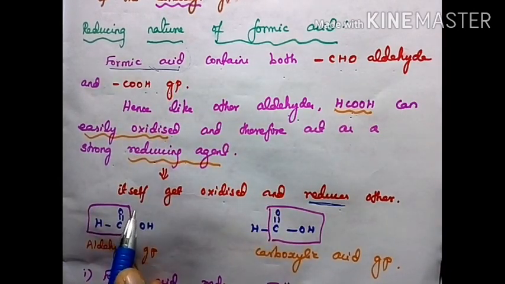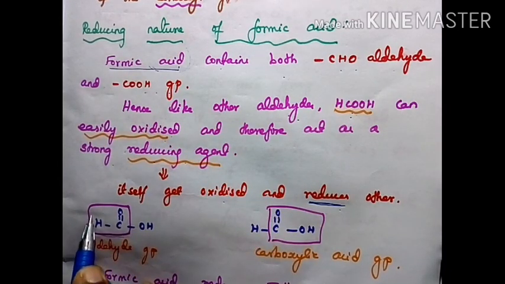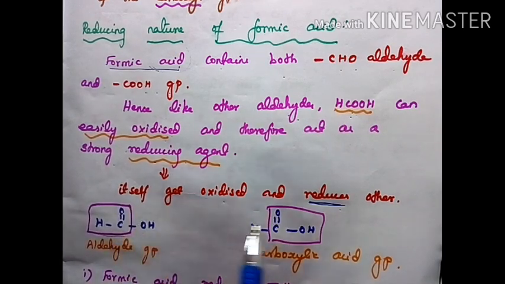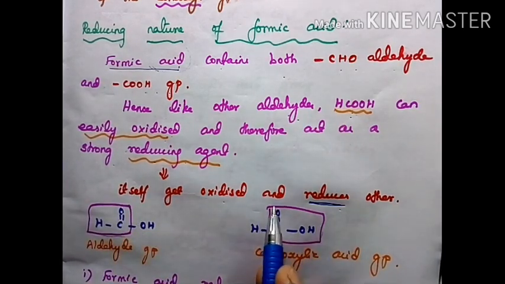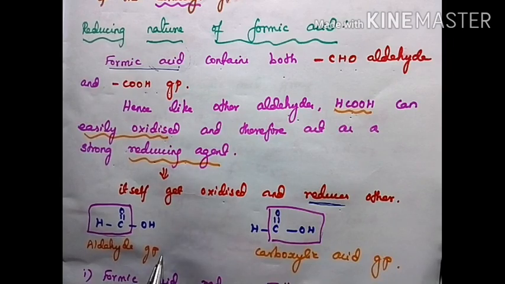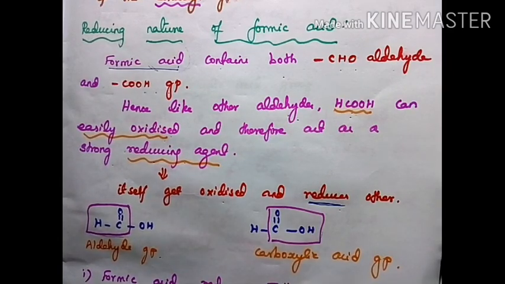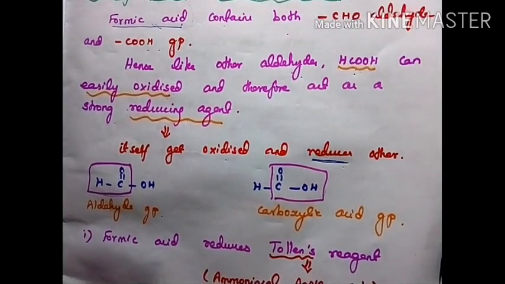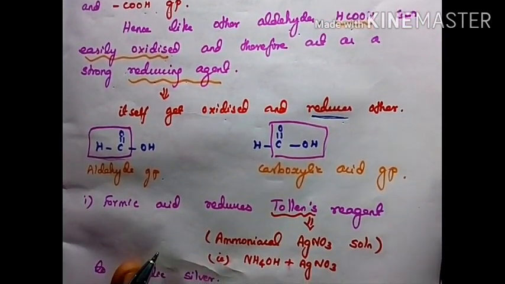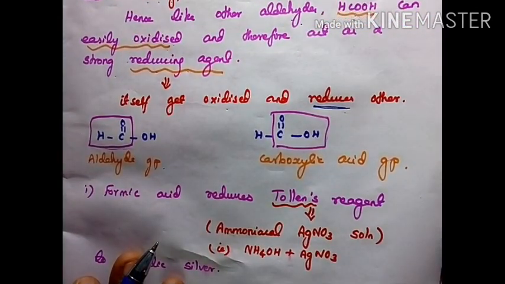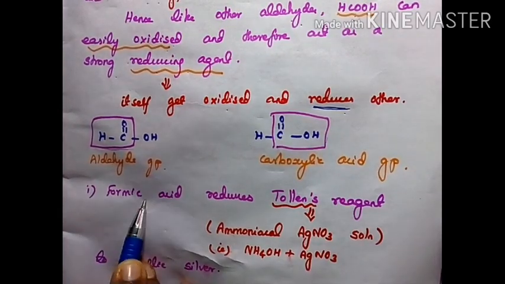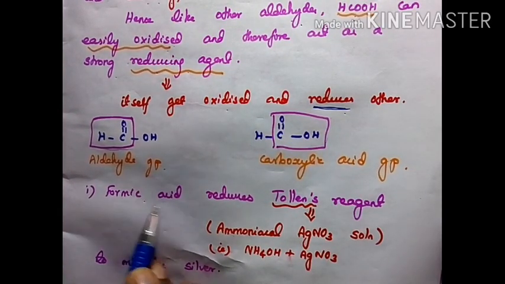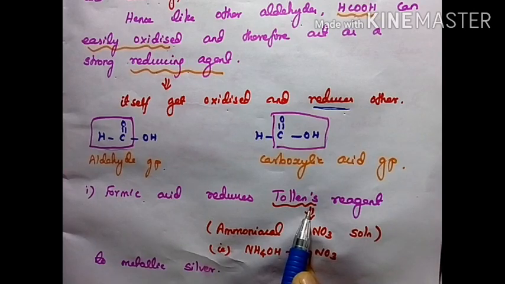Now, the unique property: it has an aldehyde group as well as a carboxyl group in its formula. So, this is the main reason which makes it a reducing agent. Therefore formic acid has a tendency to reduce the Tollens reagent and Fehling's solution.